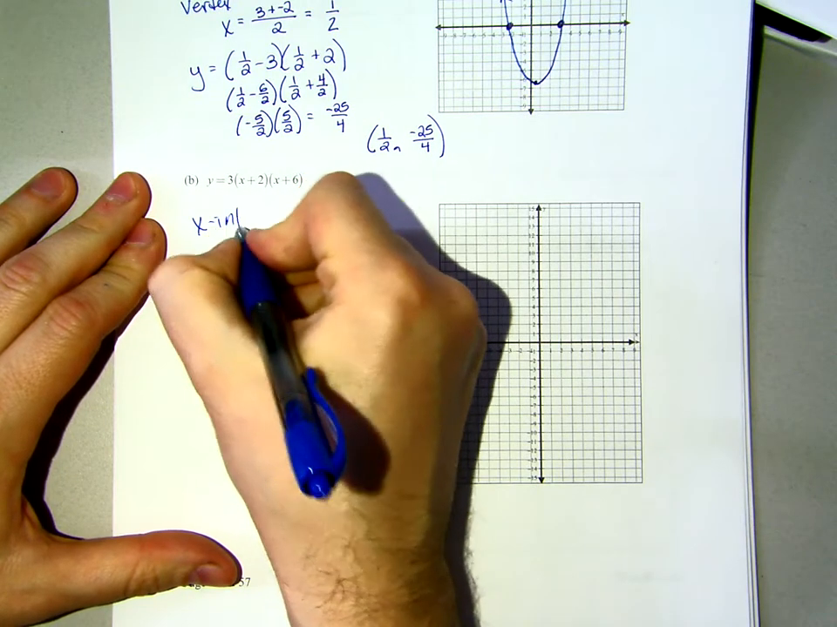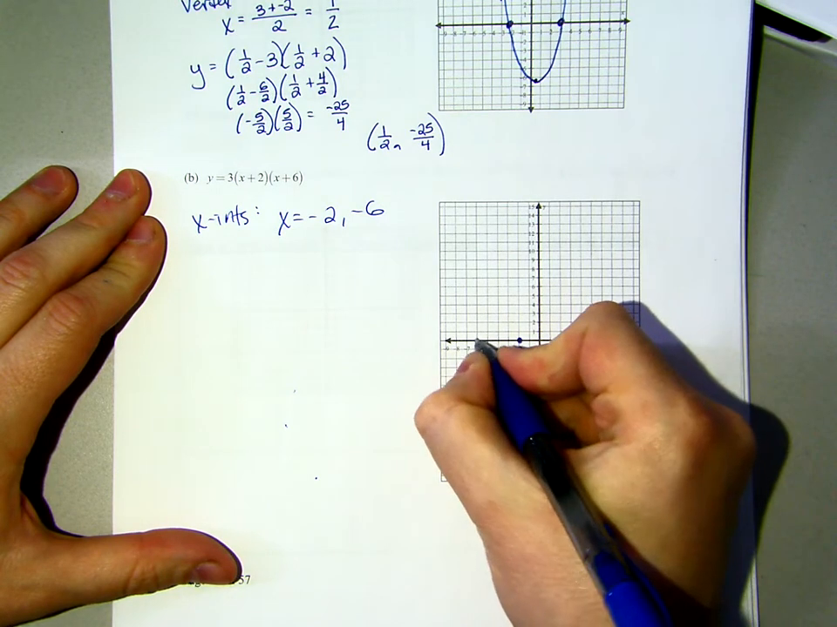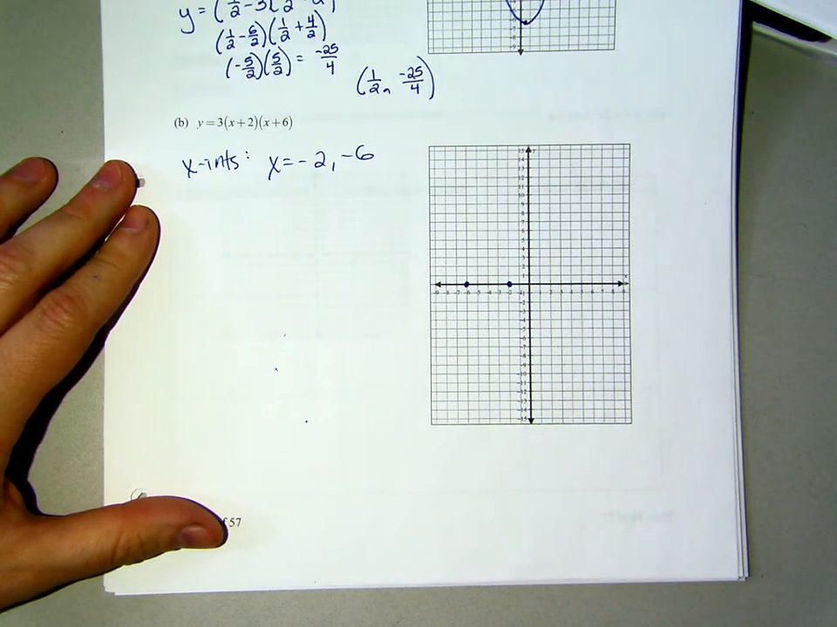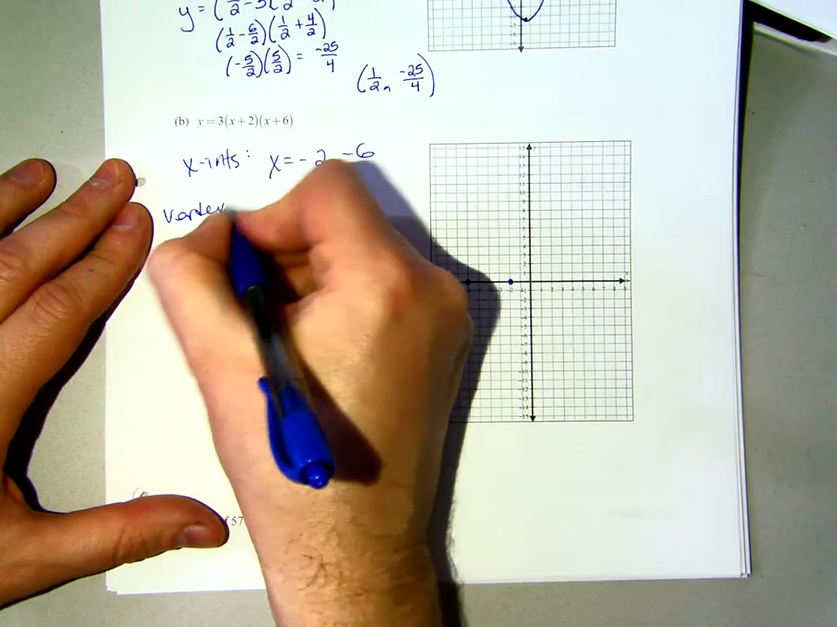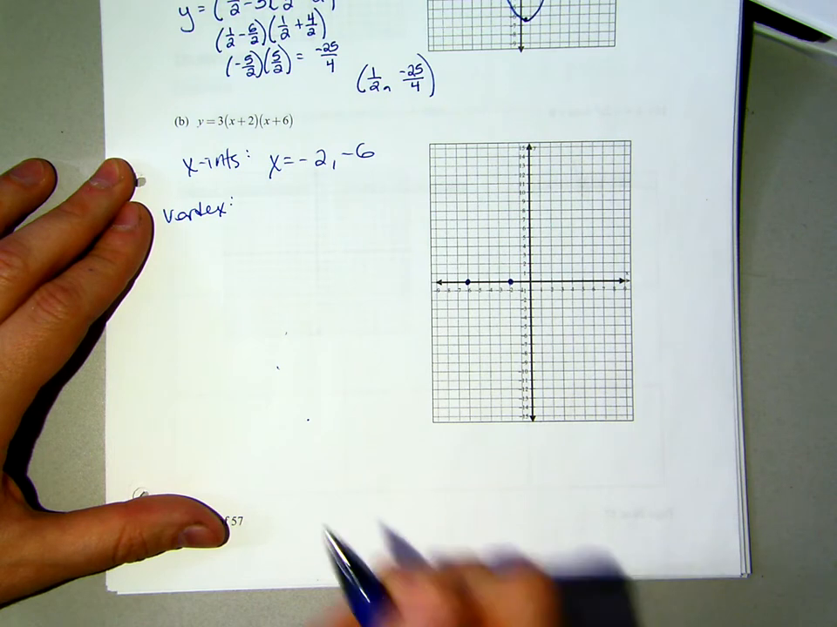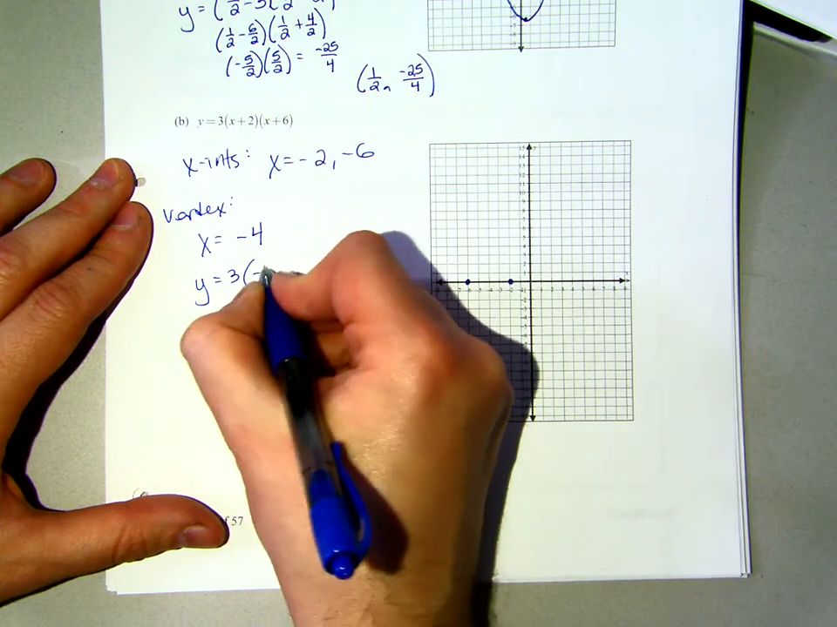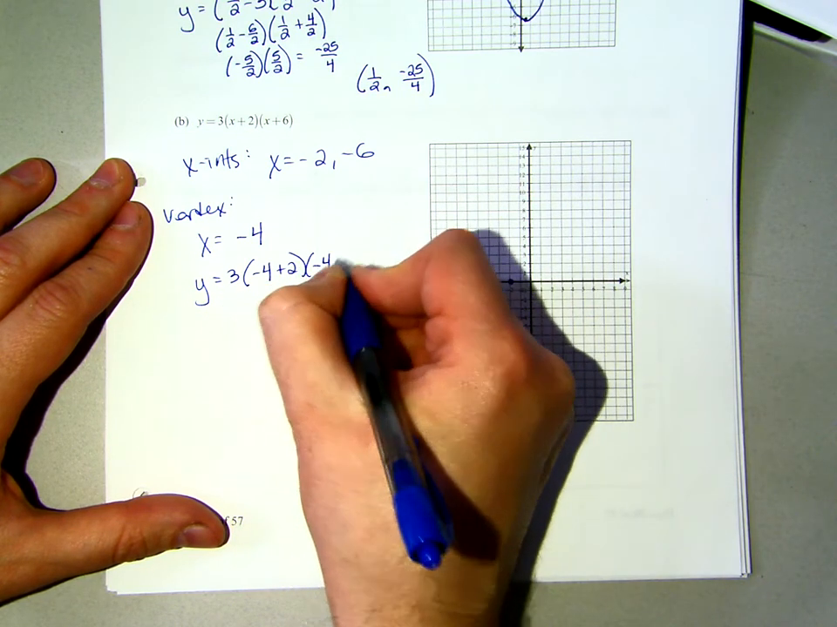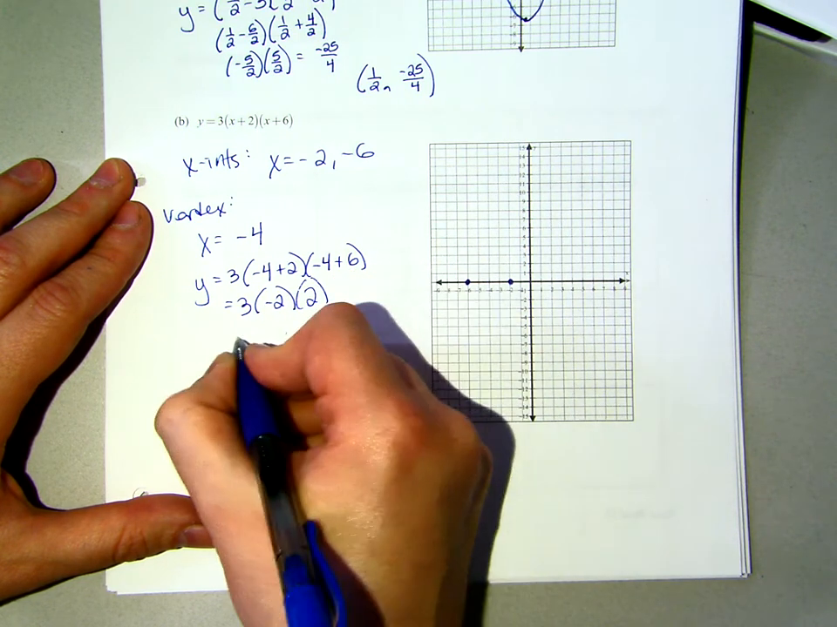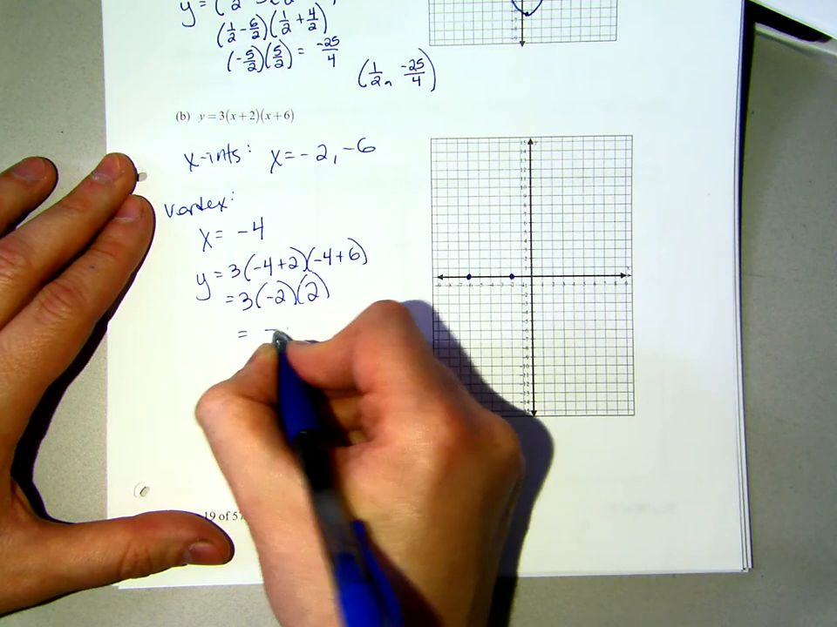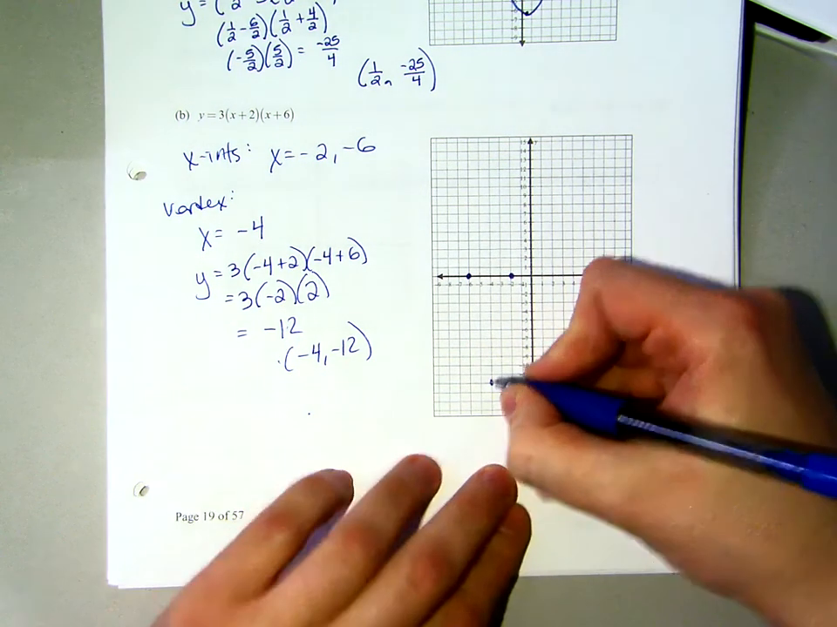So x-intercepts. Did you get -2 and -6 for the x-coordinates of the x-intercepts? If I actually asked you for the whole coordinates, you'd say -2, 0, -6, 0. Vertex, what's the x-coordinate of the vertex? -4. Either calculate it or just count it for halfway in between. 3 times -4 plus 2 times -4 plus 6. 3 times -2 times +2. -6 times 2, -12, I believe. -4, -12. That's over here.